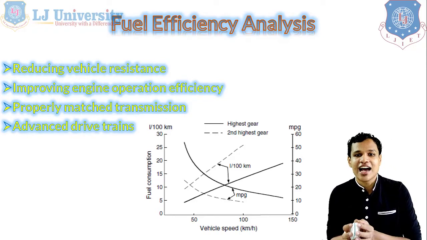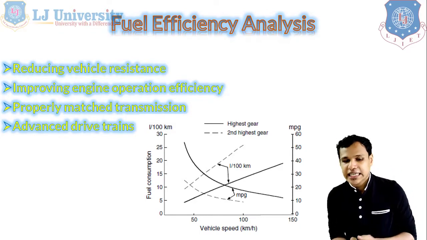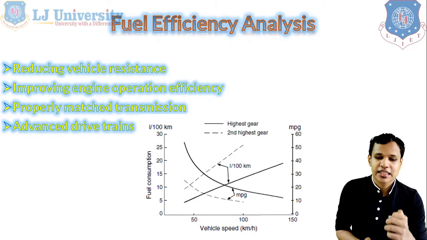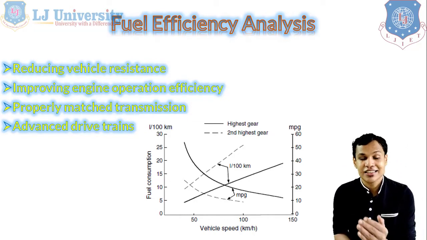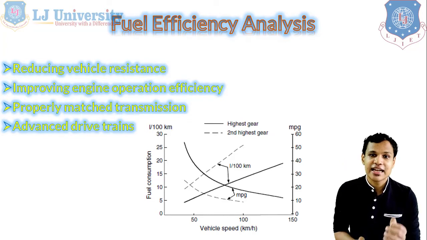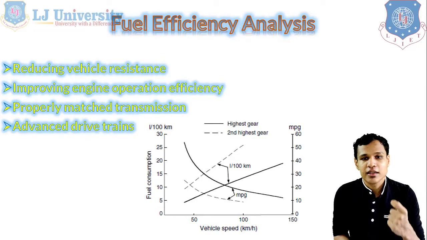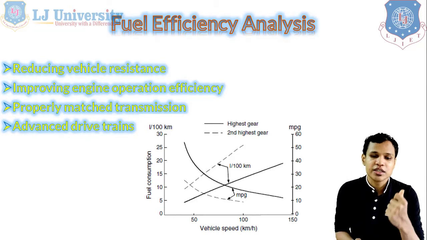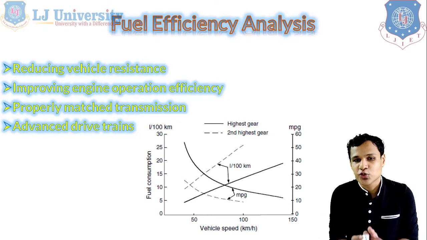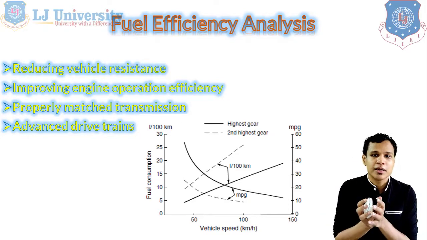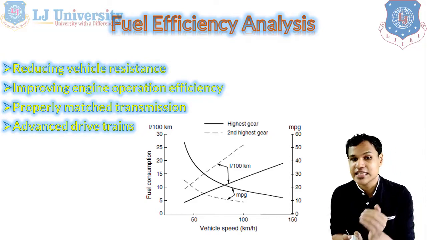There is one graph in the below part that you can see, for the fuel consumption based on the vehicle speed. You can see the vehicle speed in kilometers per hour, and the fuel that is consumed in liters per 100 kilometers. The graph is showing the fuel consumption for the petrol engine, or we can say for the IC engine.